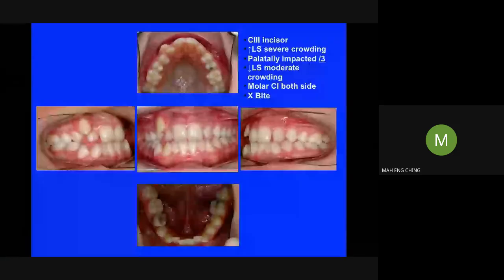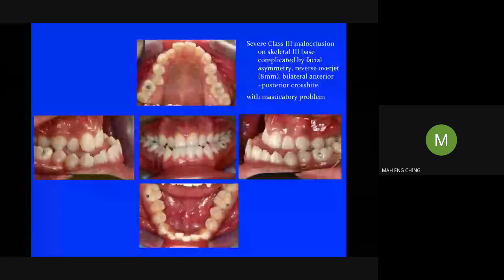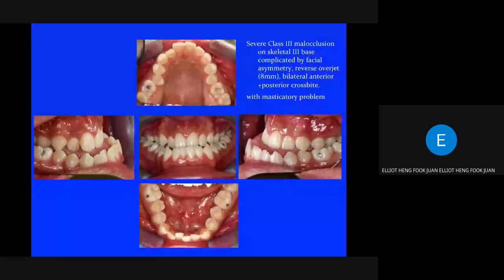Okay. So how about this? This patient have a severe skeletal problem, then complicated by asymmetry, reverse overjet, 8 millimeters, bilateral crossbite with the masticatory problem, eating problem. Yeah. So what are you going to get for this case? 5M. 5M. Why? Because they have problem eating.